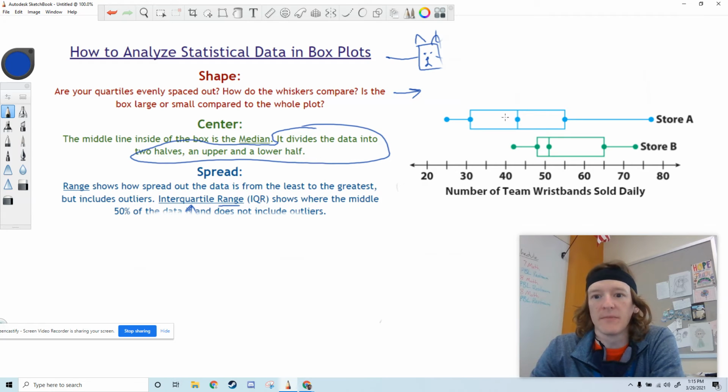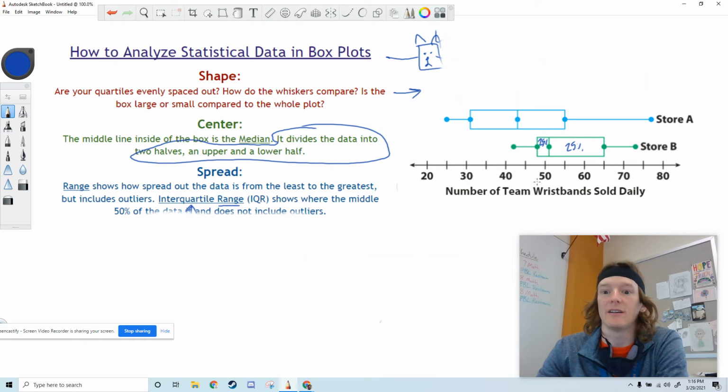It looks like store A, the interquartile, the middle 50% is pretty balanced, but the left whisker is way smaller than the right whisker. If we look at store B, the whiskers are about the same. Our first part of our box, our 25%, compared to this 25%, the larger part of the box shows that we have a little more spread out. We have a lot of number of team wristbands sold daily. We have a lot in between, like 48 and 52, because that's the same amount that they sold in between 52 and 65.